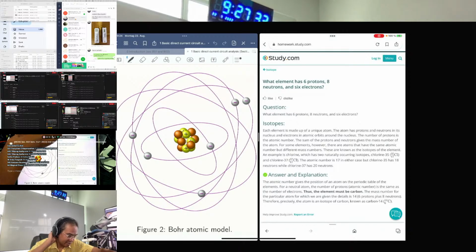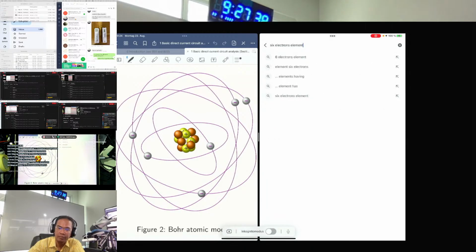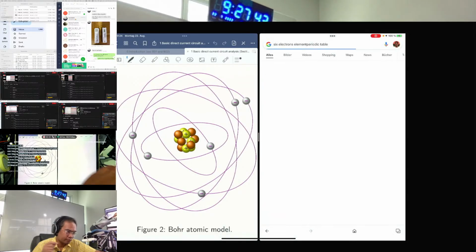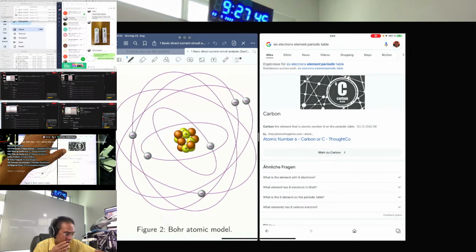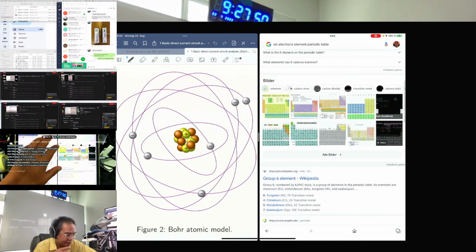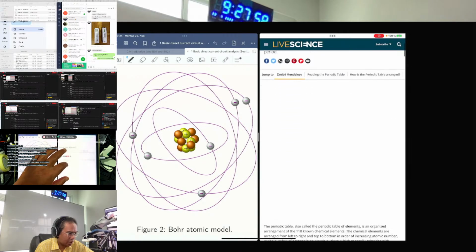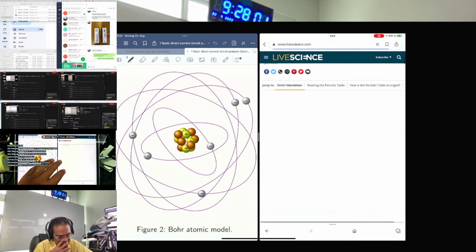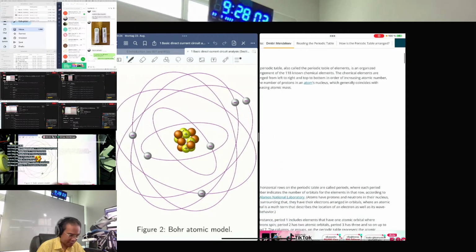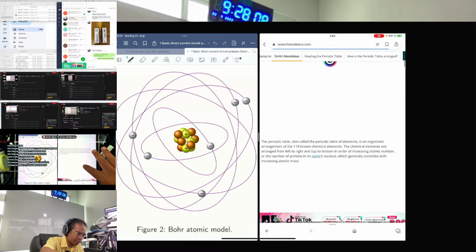What is this element? It's carbon, right? Yeah, it's carbon. If you have a look at the periodic table, it was arranged by Mendeleev, the Russian scientist.